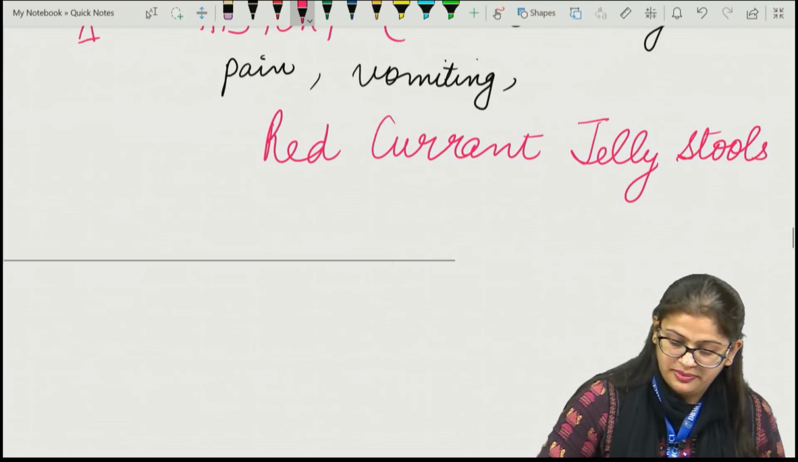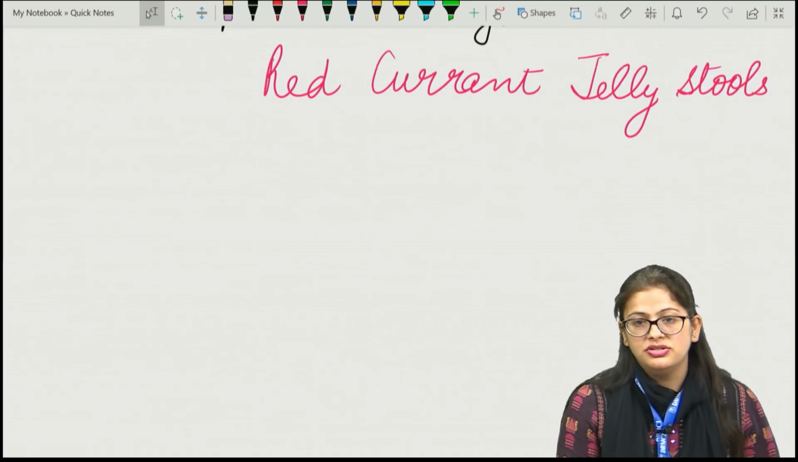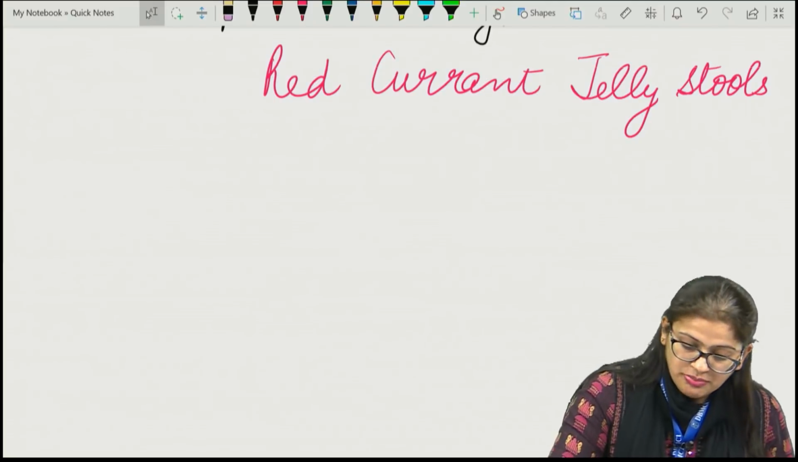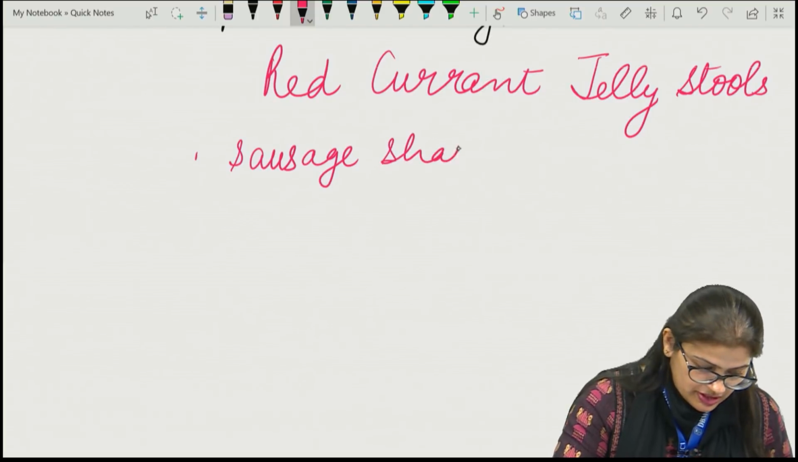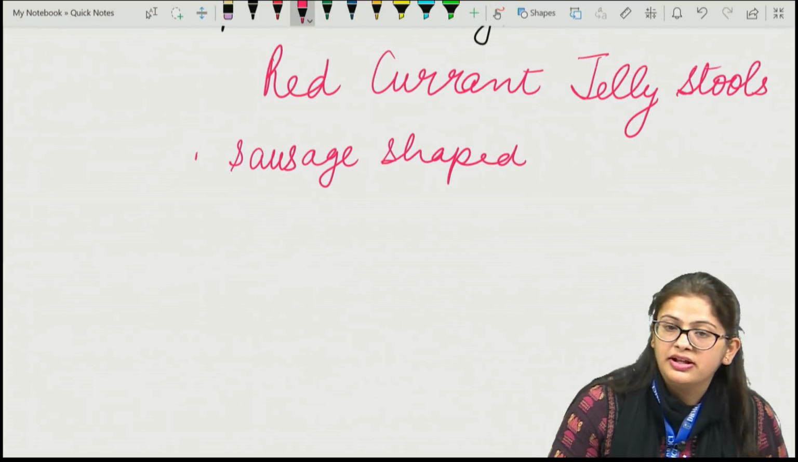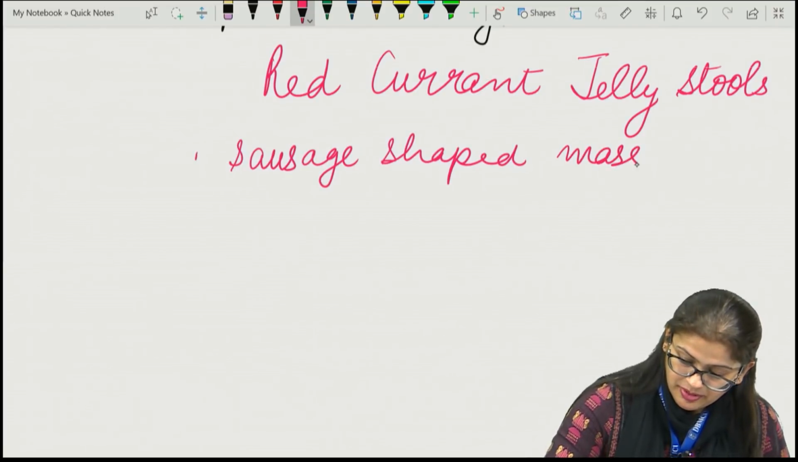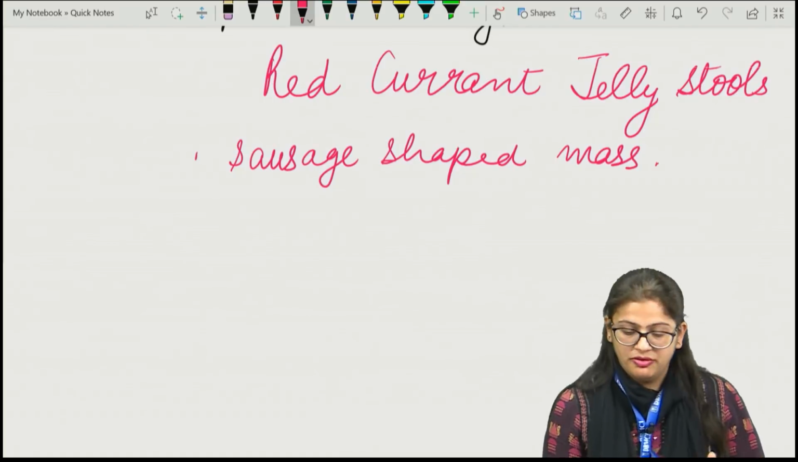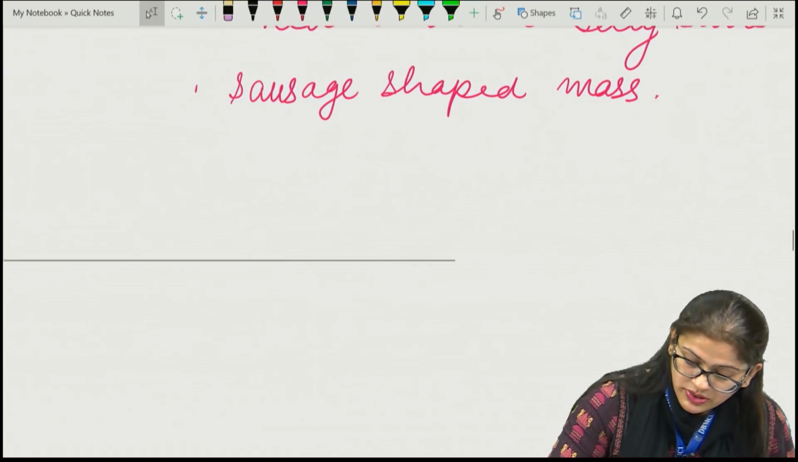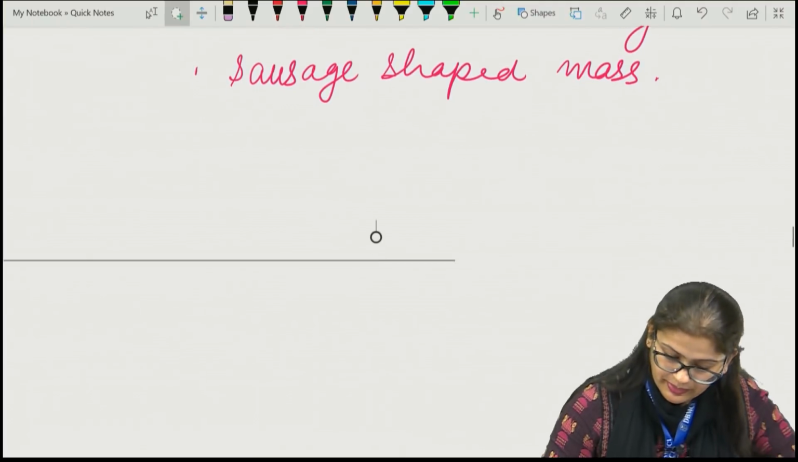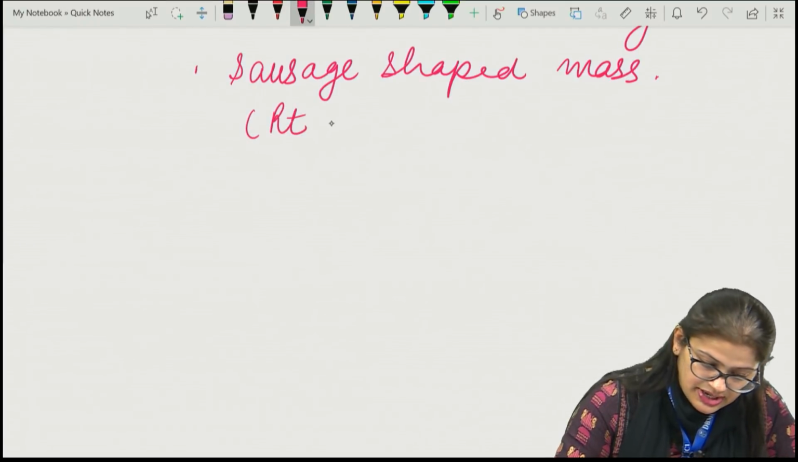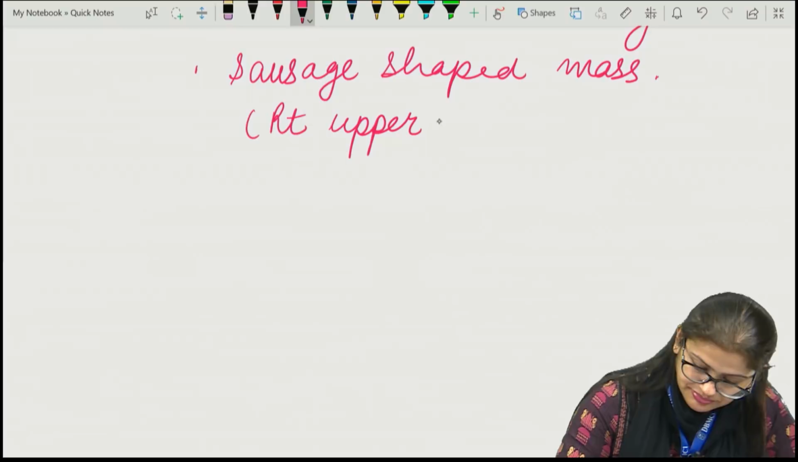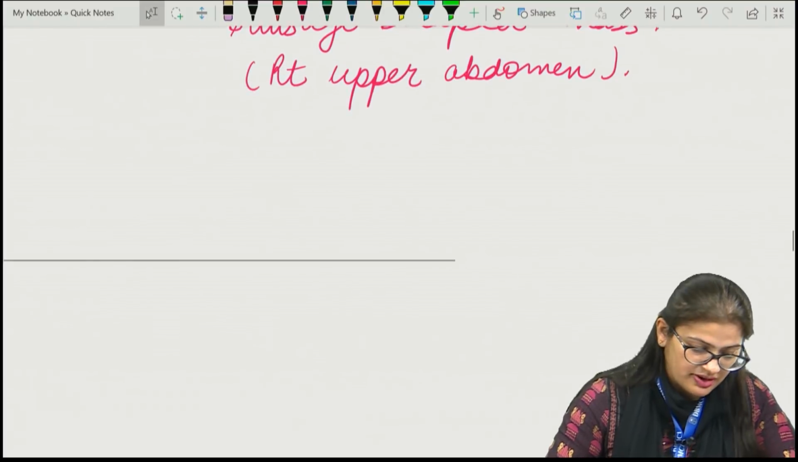This is characteristic of intussusception. Usually when you examine such patients, there may not be any significant finding, but often you can find a sausage-shaped mass, which is usually present in the right upper abdomen. But it is not necessary that this will be found, and the direction of this mass is usually cephalocaudal.